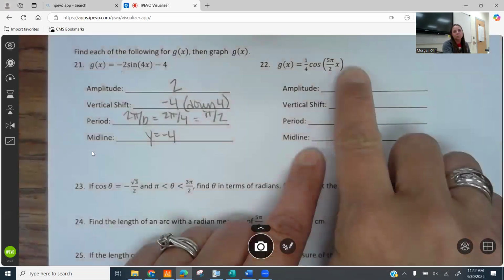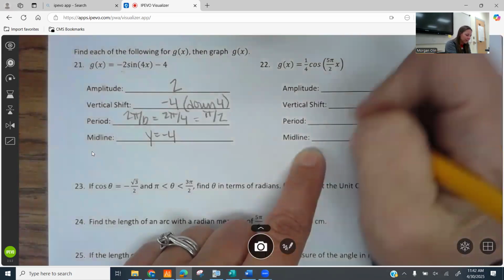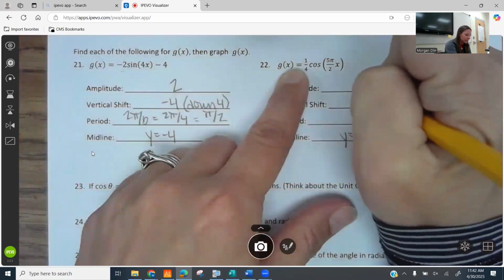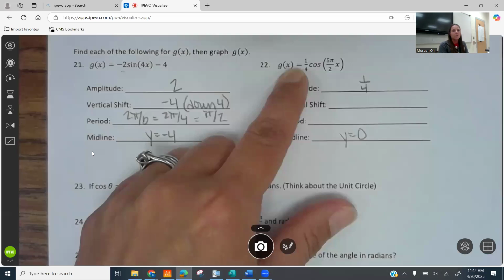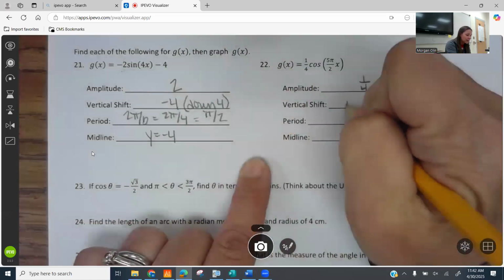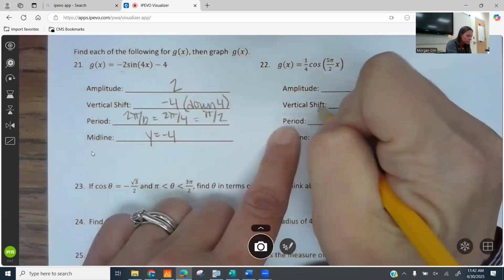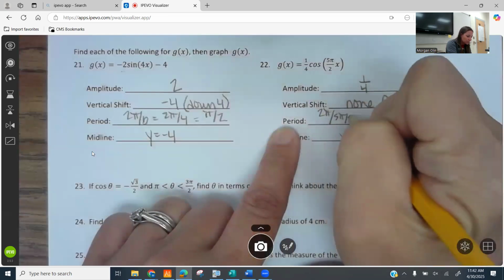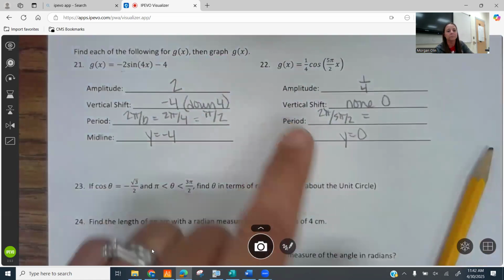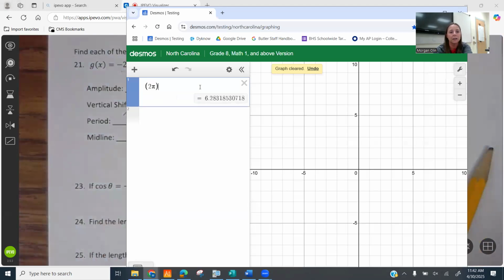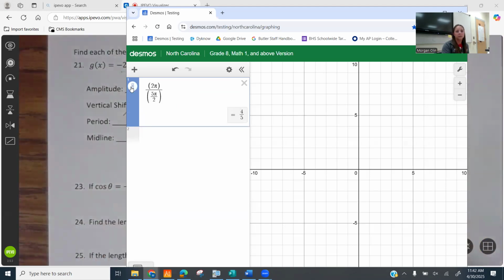Now, my midline. Midline is what's added or subtracted out here. I can definitely tell that's just 0. My amplitude is the number out there without the negative. Just 1/4. My vertical shift is the same thing as my midline, so there is none. You can say 0 or none. And then my period, remember, 2 pi over b. So this is 5 pi over 2. And so if you divide this, you can take 2 pi and divide it by, I'm going to put in parentheses, 5 pi over 2. And I get 0.8, or you can say 4/5.